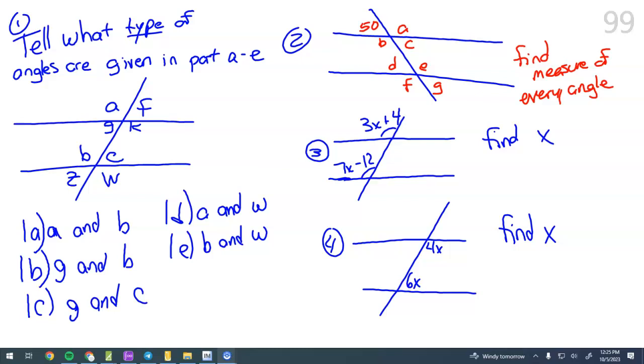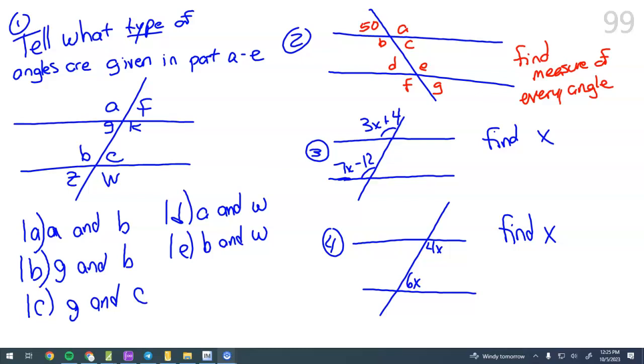Number two, or B, G and B. So G and B are here. They're both inside of the parallel lines. They're on the same side of the transversal. So that's your same side interior. So G and B are same side interior. There's another pair of same side interior. What's that? What's the other same side interior pair?